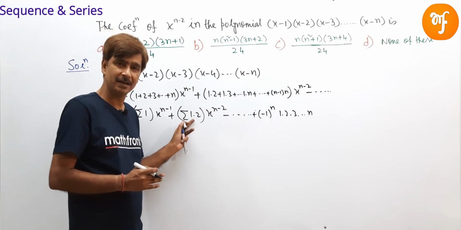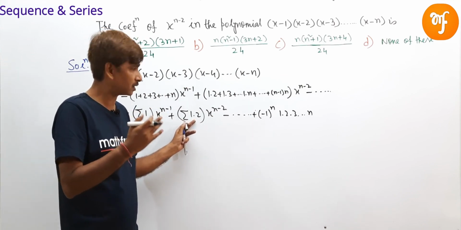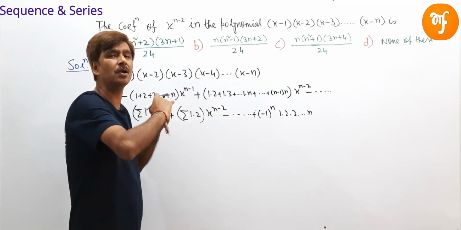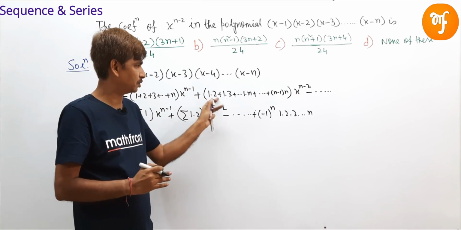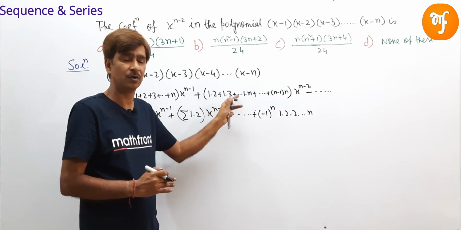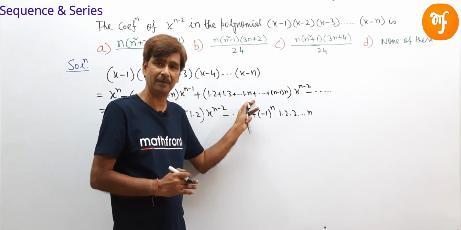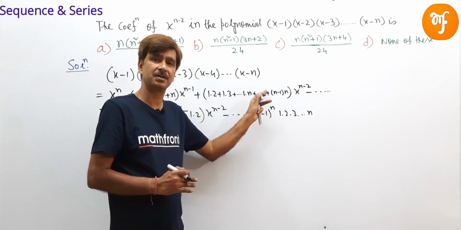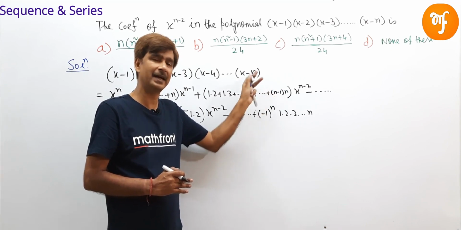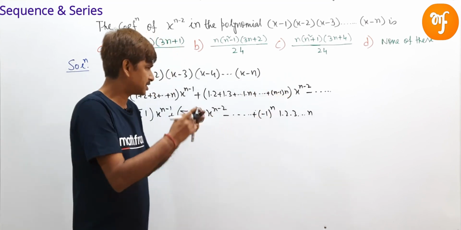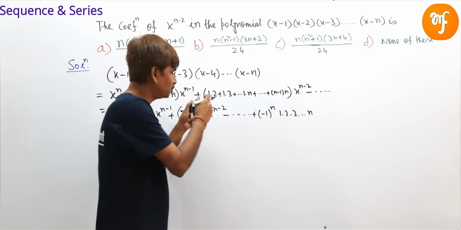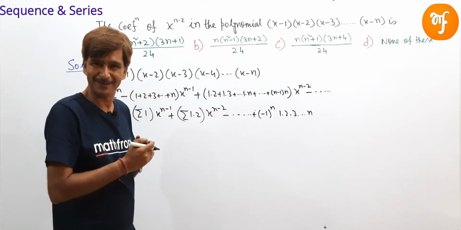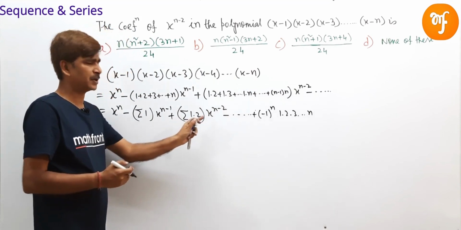It represents the sum of the product of any two numbers taken from 1 to n in all possible ways. Okay, that is 1 into 2 plus 1 into 3 plus 1 into 4 plus dot dot 1 into n, plus again 2 into 3 plus 2 into 4 plus 2 into 5 plus dot dot till 2 into n, again like this. That is just the sum of the product of any two numbers taken from 1 to n in all possible ways. Okay. So what is the coefficient of x to the power n minus 2?